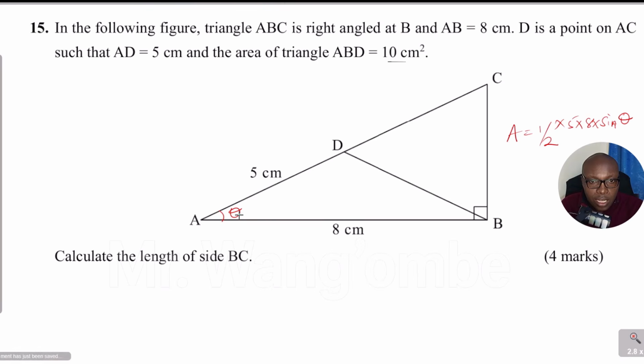Then after getting the angle, I will now consider triangle ABC. Since I have the angle and then I have one side AB, it will be easier for me to get the side BC. So the first thing, we begin by getting this angle. Once we get this angle, we'll be good to go.